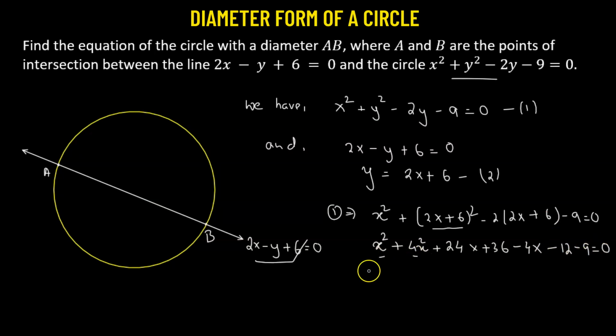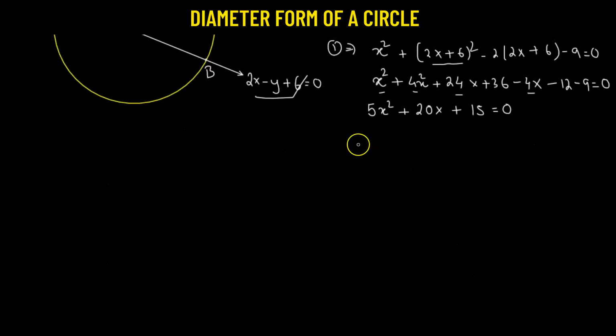So x squared plus 4x squared, that will be 5x squared. Plus 24x minus 4x, so that's 20x. Added to 36 minus 12, that's going to be 24. 24 minus 9 is 15. That equals 0. Now we have a quadratic equation. What we'll do is factor out 5. So that's going to give us x squared plus 4x plus 3 equals 0.